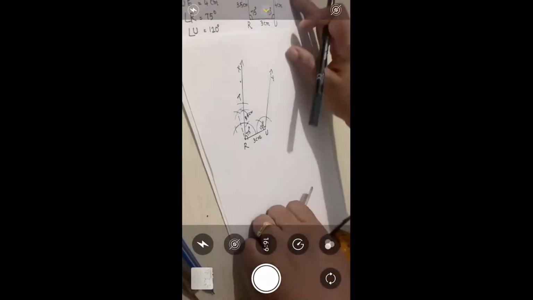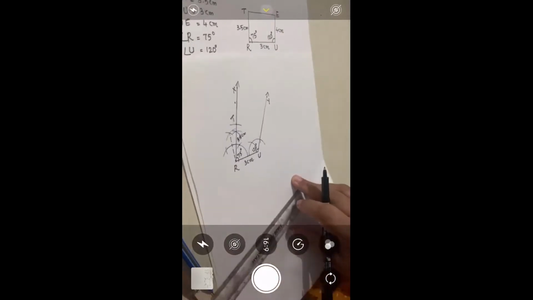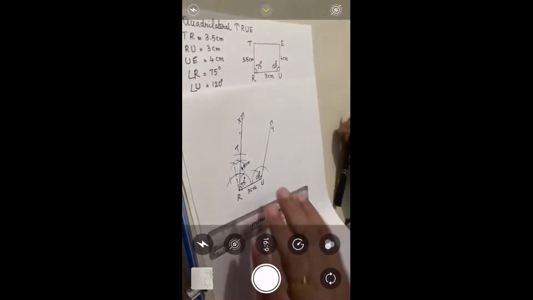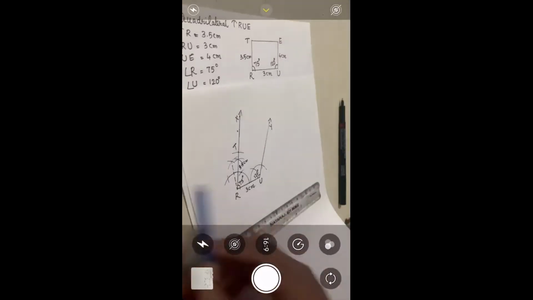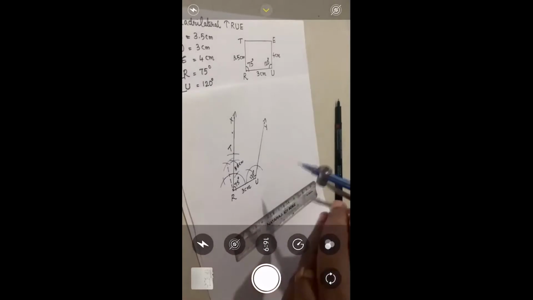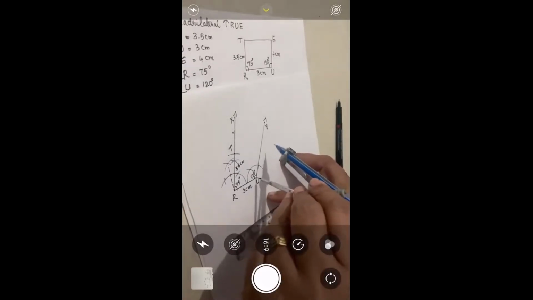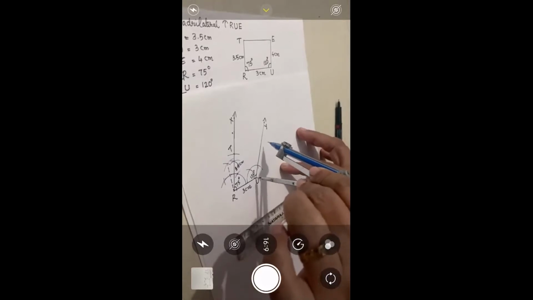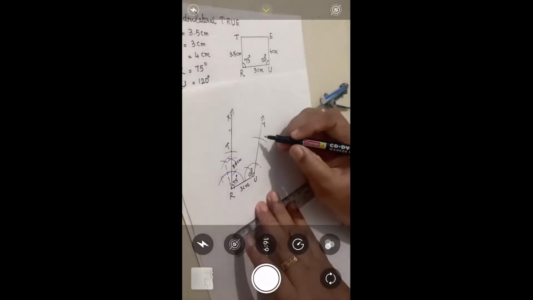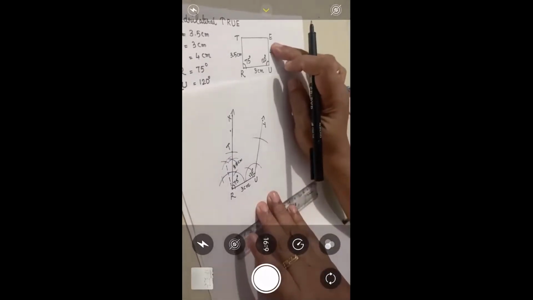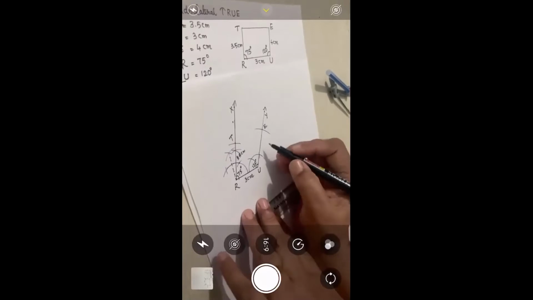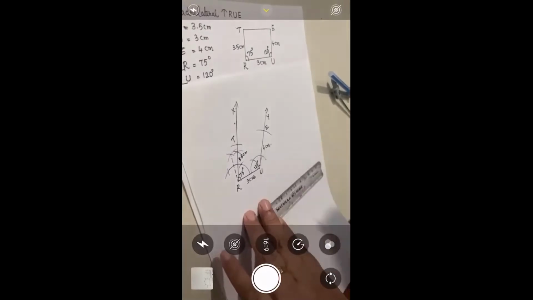Now we know the length of UE. UE is equal to 4 centimeters. So measure the radius 4 centimeters, with U as center. See, you can see it. With U as center and radius 4 centimeters, draw an arc which intersects the ray at the point. Which point is that? You can see in the rough diagram, it is point E. So this point will be E and its length is 4 centimeters.